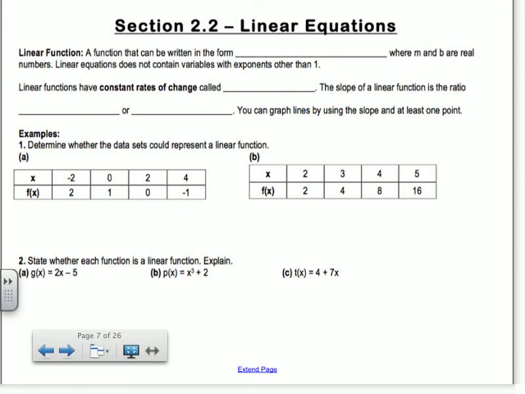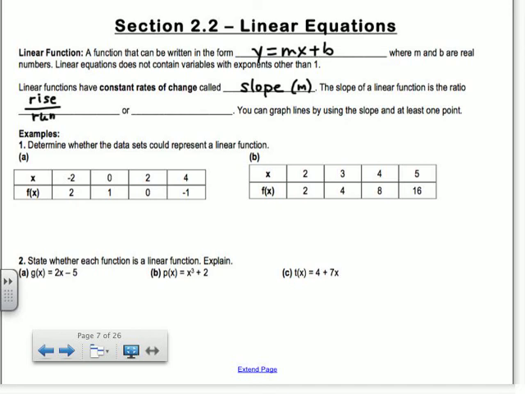A linear function is a function that can be written in the form y equals mx plus b. Or you could see f of x instead of y, it doesn't matter. m and b are real numbers. m represents the slope, b represents the y-intercept. Linear functions have constant rates of change called slope. So that's your m value. The slope of a linear function is the ratio rise over run.